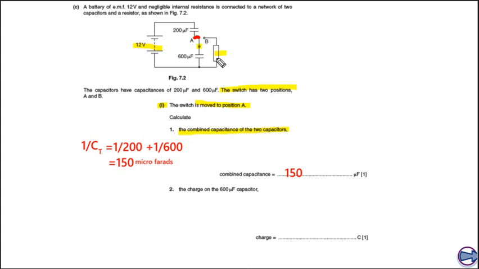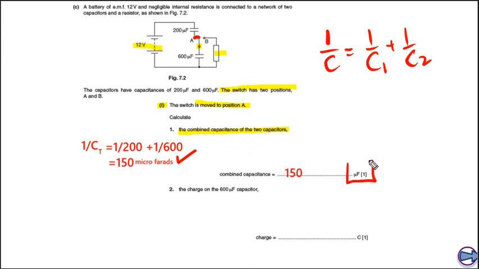As you can see here, as capacitors are connected in series, the formula we use is 1 over C equals 1 over C1 plus 1 over C2, and this is what I did here. For 200 and 600 microfarads, we simply solve, and this is our final answer: 150 microfarads. So let's move on to the next part now.